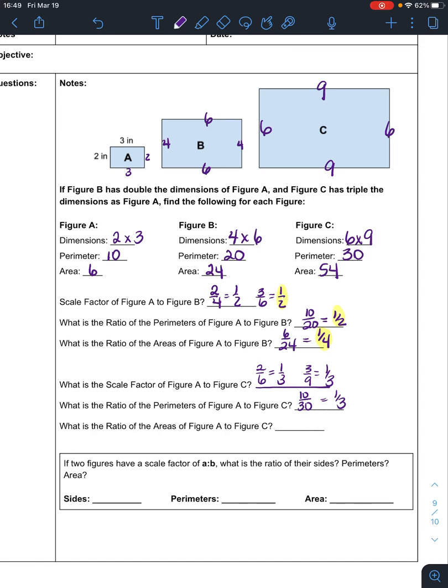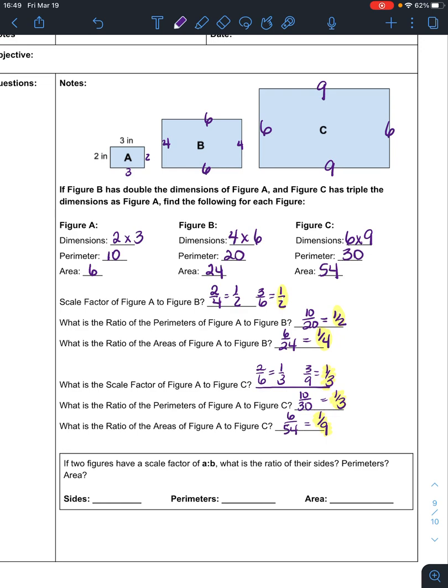And then we have the ratio of our areas. Our area was 6 over 54. Let's reduce that. We get 1 over 9. So again, that's kind of interesting. I noticed that my scale factor and my perimeters have the same ratio. And then I notice that my area is different.